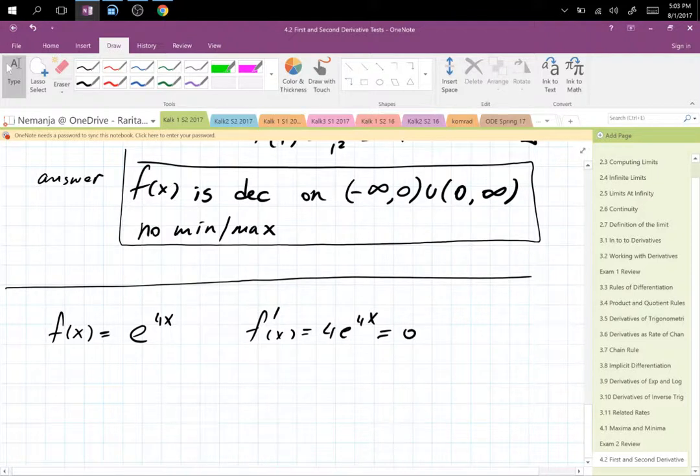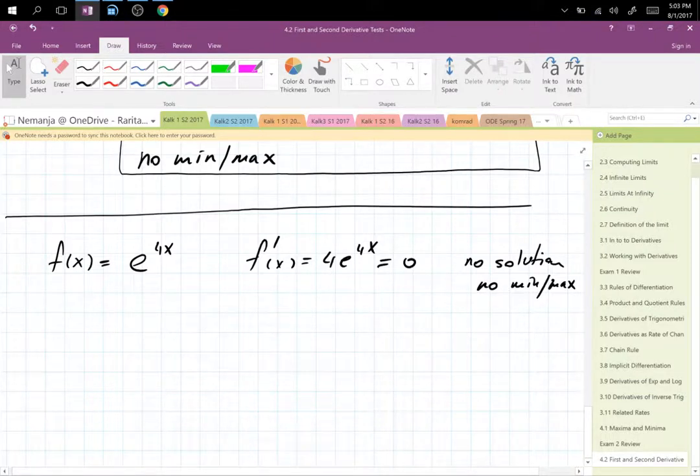Very good. No solution, right? Because e to the x never cuts through the x-axis, so no solution. Which immediately means no min max down the line, right?